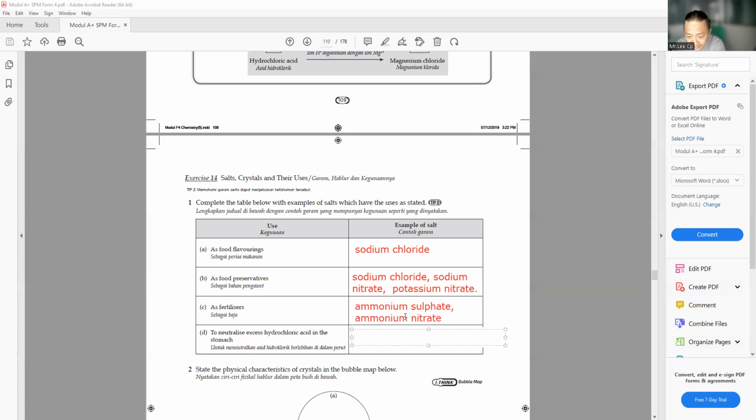Next one, neutralize the excess hydrochloric acid in the stomach. Alright, neutralize this in the stomach. Sodium carbonate. Sodium carbonate also can. Or aluminium. Aluminium also can, right? Sodium hydrogen carbonate. Or you don't have to put one in.